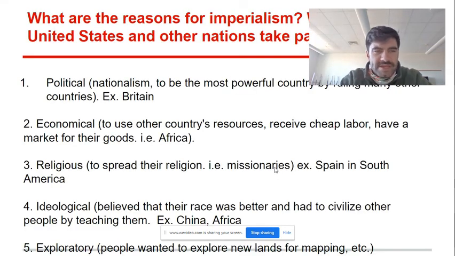And the fifth big reason for imperialism is that people still have that desire to explore from the time of European exploration. Okay, people want to explore new lands in Africa for mapping and new lands in Asia for purposes of putting them on a map. And also, they're exploring to find more valuable resources that their countries can make more money off of. Okay, so if they find diamonds, gold, or silver, that's going to lead to their countries instantly becoming more wealthy.